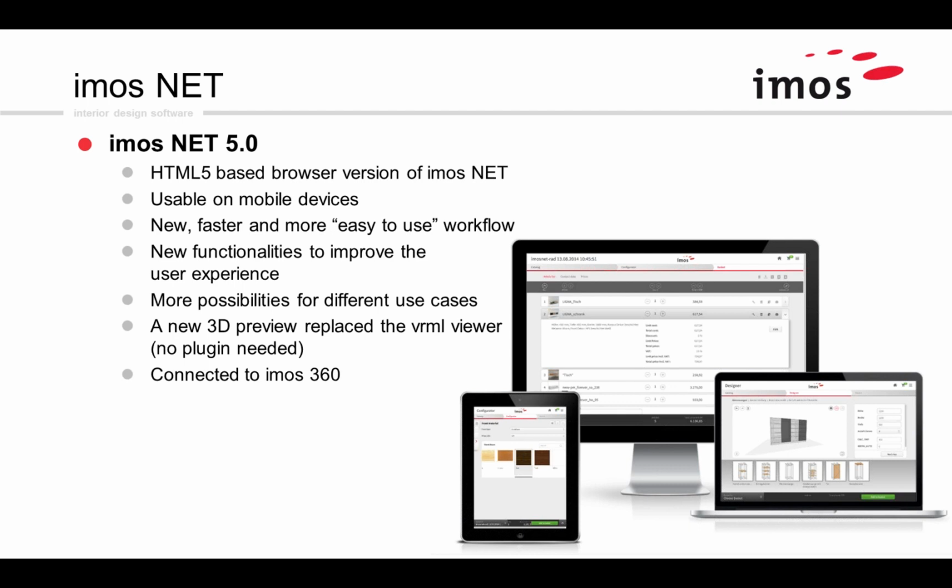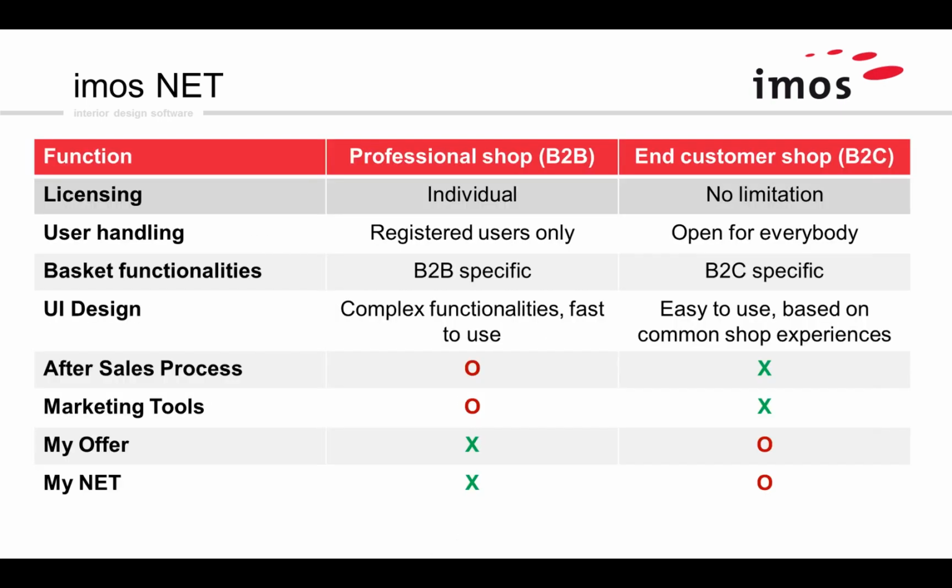We changed from a local application to the HTML browser-based version, which means you can use it on all devices. It's all new, so we created a new interface. It's much faster than before, and we changed some of the workflows, so it's easier to use than before. There are a lot of new functionalities, which I will show you later. And there are a lot of use cases you can handle with a B2B system. We also implemented some new 3D functionalities, and we connected the system to imos 360. This is as well possible with a B2C system.